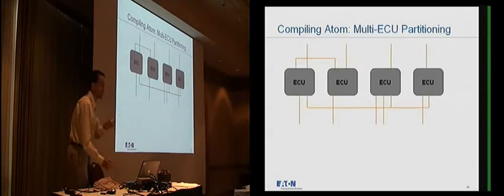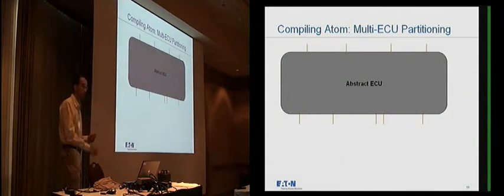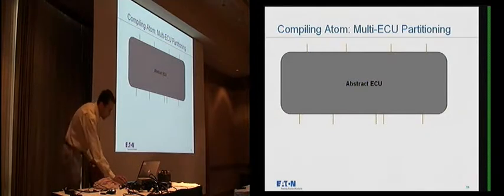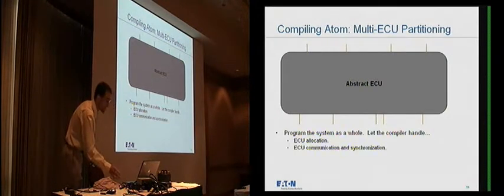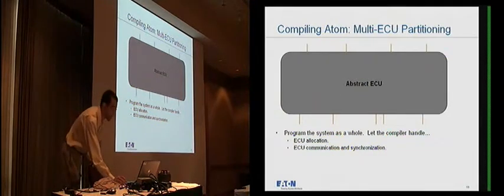Well, instead of programming each one of these ECUs independently, it would be very nice if we could just program the system as a whole and then let the compiler allocate that. So again, program the system as a whole, let the compiler handle how software is allocated to each vehicle computer, and then also handle all the communication and synchronization between the vehicle computers on board the vehicle.